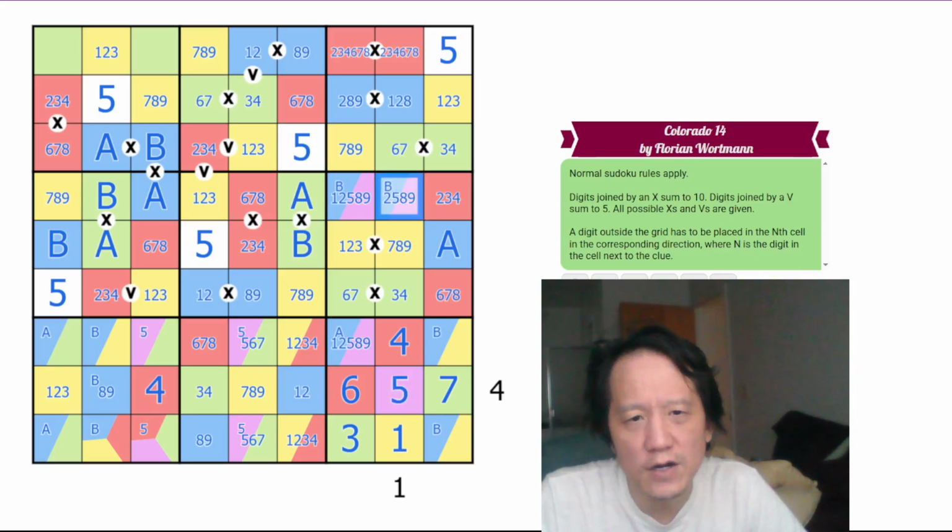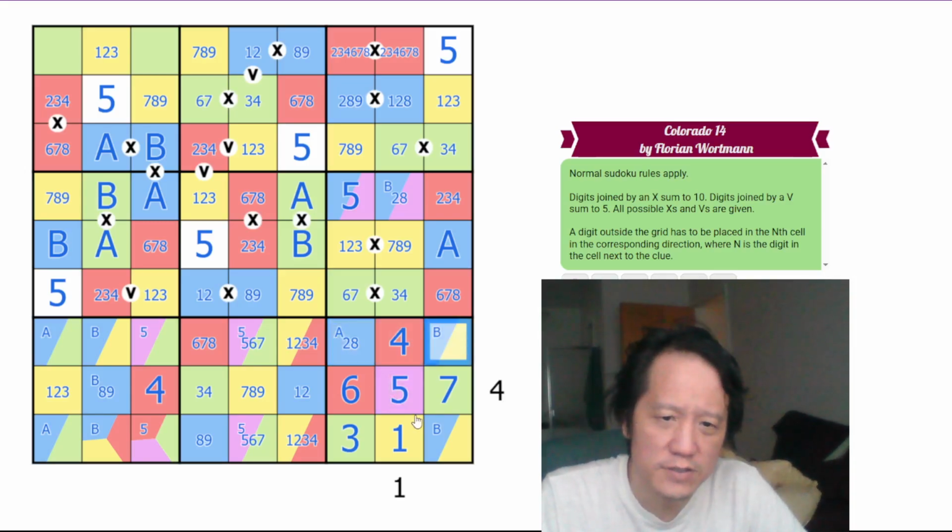So this is 5. This is 1, therefore this is 8. I mean, this could be 2. Oops. So this is 2 or 8. This is 5. This is not pink. So this is 2 or 8.